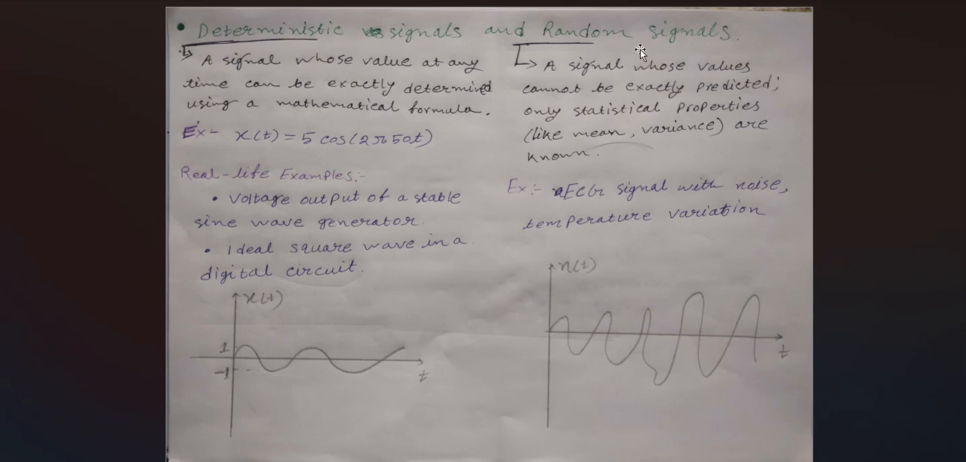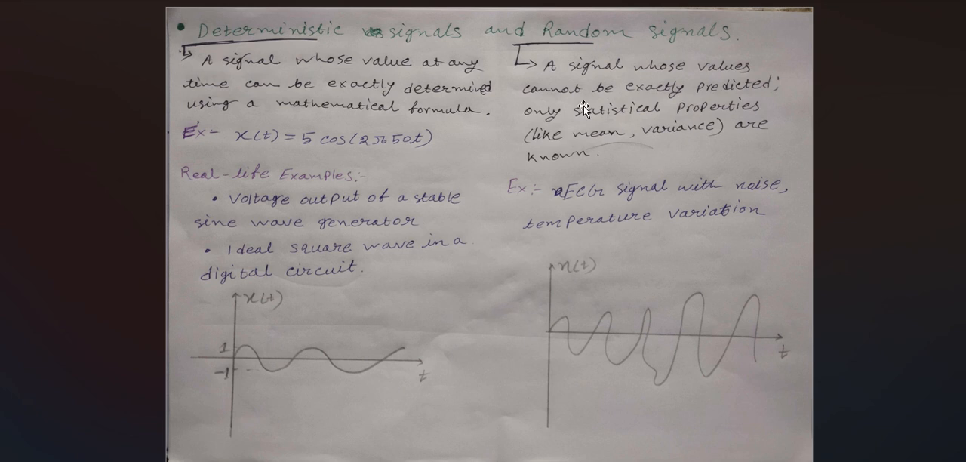deterministic signals and random signals. A deterministic signal is a signal whose values at any time can be exactly determined using a mathematical formula. That means we can represent the signal with a mathematical rule or formula. Real life example: voltage output of a stable sine wave generator. You can see the graph, the sine wave graph. It can be anything, but it should be representable in a mathematical form.